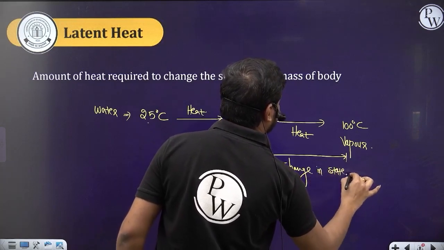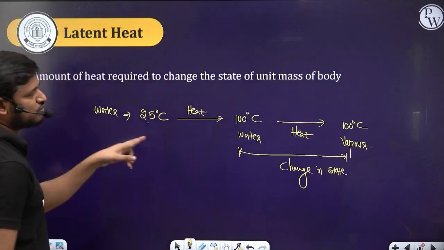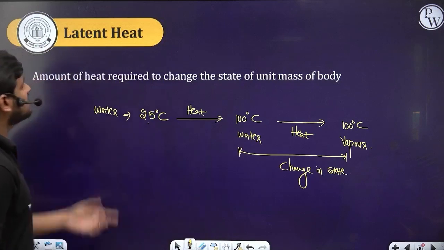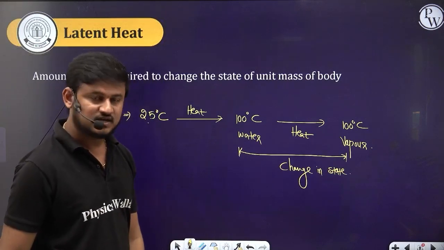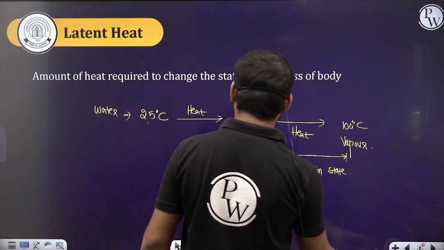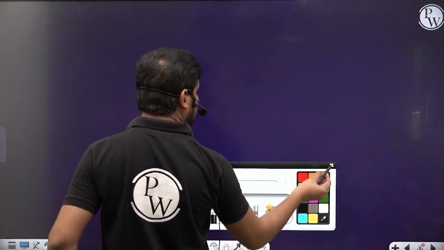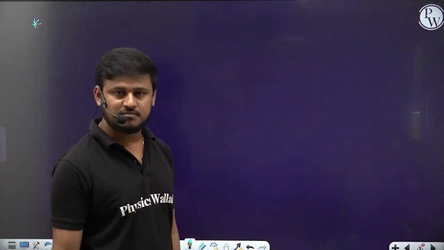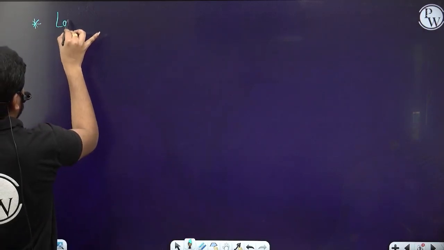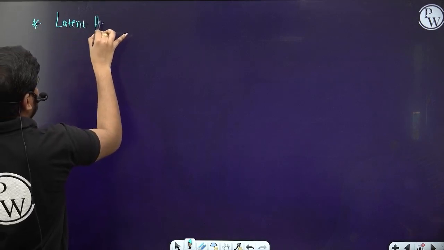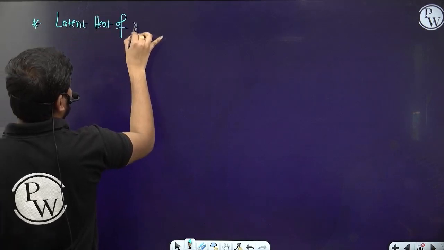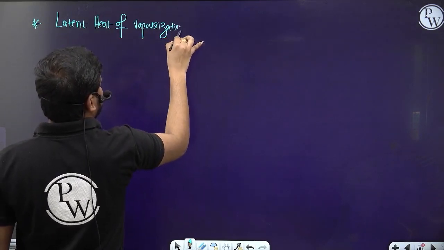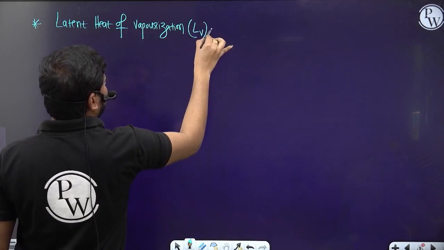So, clear? Done, guys. So whatever the amount of heat that you supplied here is called the latent heat. Done? Clear? So here actually we have two types of latent heats. One is the latent heat of vaporization, the other one is the latent heat of fusion or melting. Okay, so the latent heat of vaporization or condensation, which we can write as LV.